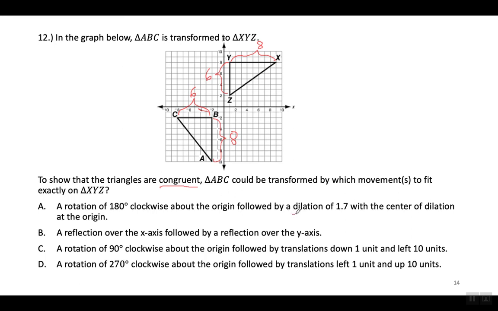If you look at this first answer, it says a dilation of 1.7. Okay, a dilation where you're multiplying by a number other than 1 is going to make the shape either bigger or smaller, which means they wouldn't be congruent. So since these two triangles are congruent, that means this cannot be the answer.